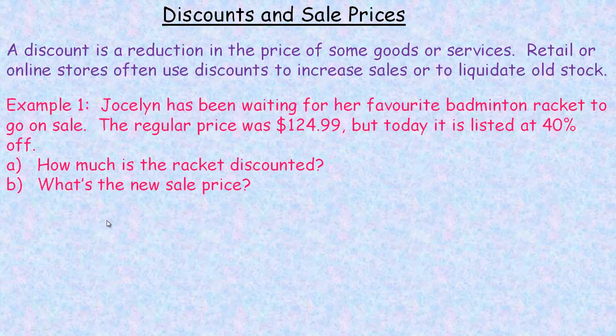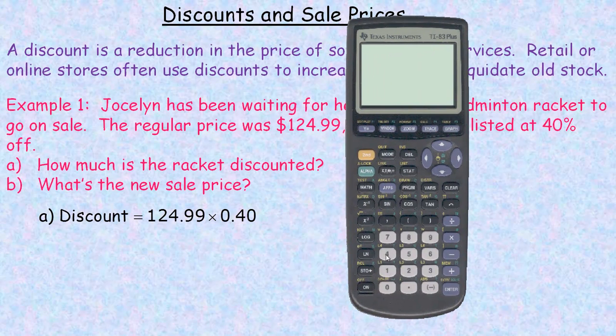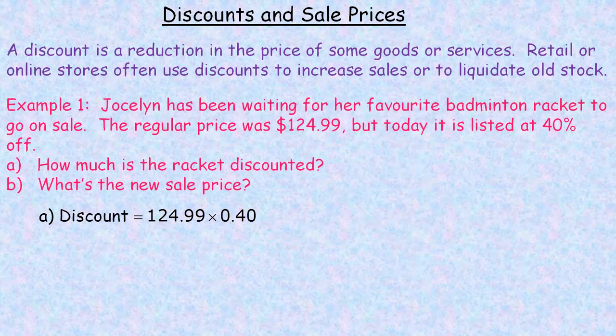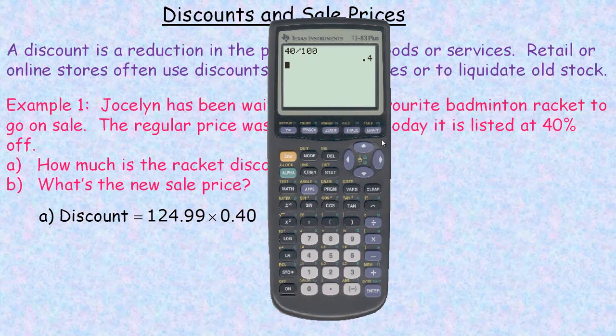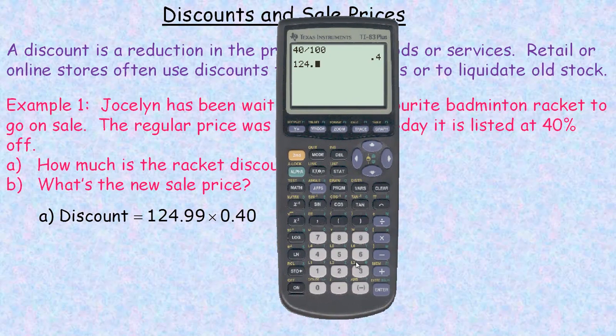First of all, to calculate the discount, we'll take the $124.99, and since it's 40% off, 40% as a decimal is 0.40. Remember, if you forget how that works, if you take the 40 and divide it by 100, percent means out of 100, there's the 0.4 or 0.40. So that's why we're multiplying 124.99 by 0.40. If you do that, 124.99 times 0.40, we get 49.996.